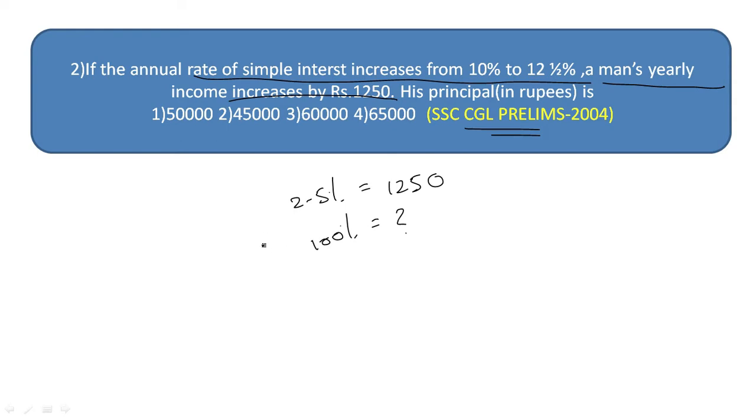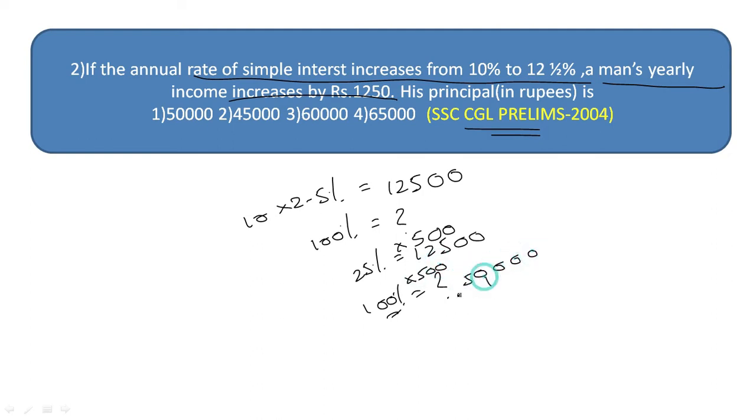So 100% is equal to how much? There are some difficulties when we are calculating point values. So simply multiply by 10 and then by 10: 12500, 25%. Now 25% is equal to 12500. Now it is 100%. What is the value? 25 fives are 125, 2 zeros, 100 into 500. The value is 50,000. It is the first option.